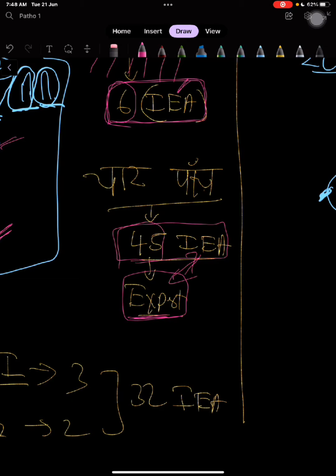Whenever somebody tells you, we're going to bring in an evidence, tell them, 4-5 evidence leke aana, expert leke aana. If somebody tells you, expert leke aunga, tab bolna 4-5 expert leke aana. So that would remind you of 4 and 5. That is going to be your 45 Indian Evidence Act.